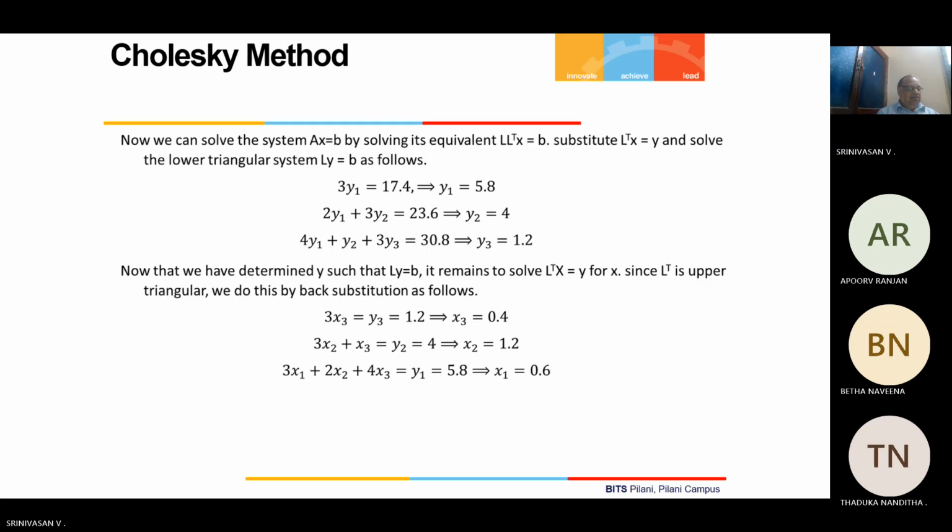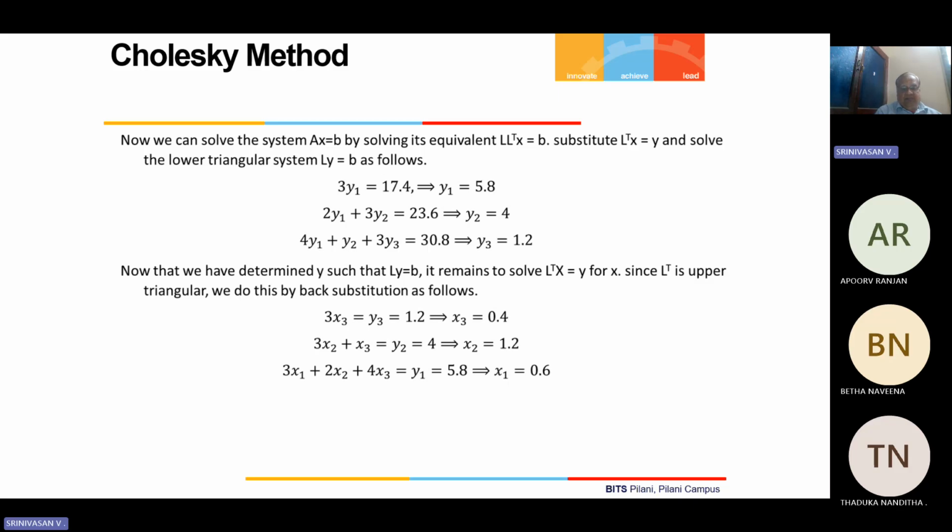Next we had 0x1 plus 3x2 plus 1x3, that is 3x2 plus x3 is equal to the right hand side y2, which is 4. So when you put x3 equal to 0.4, 3x2 is 3.6, so x2 equal to 1.2. Then 3x1 plus 2x2 plus 4x3 equal to 5.8, the y1 value. So 2x2 is 2.4 and 4x3 is 1.6, so 4 in total. So 3x1 equal to 5.8 minus 4, that is 1.8. So x1 equal to 0.6.